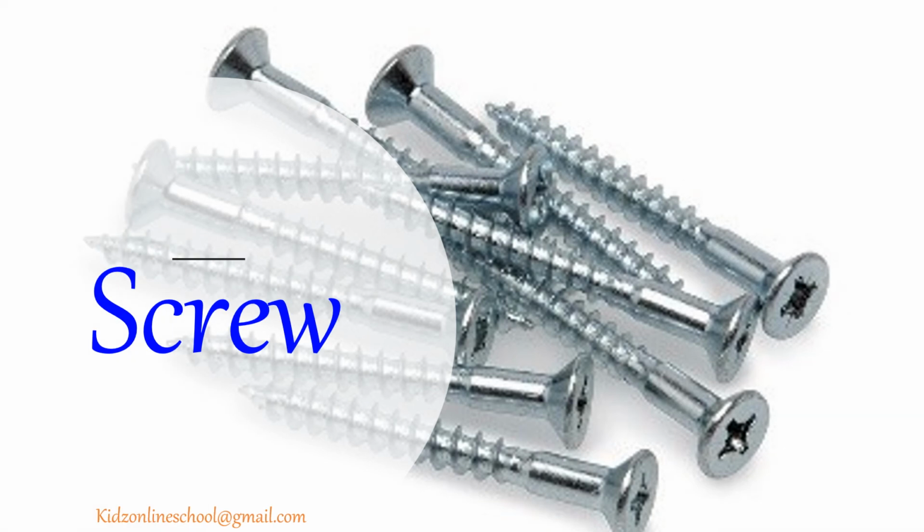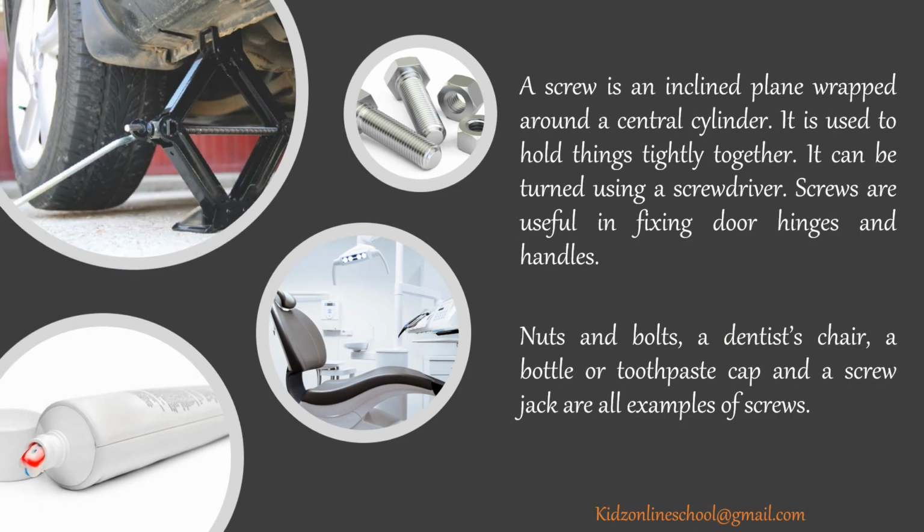About screw. A screw is an inclined plane wrapped around a central cylinder. It is used to hold things tightly together. It can be turned using a screwdriver. Screws are useful in fixing doors, hinges, and handles. Nuts and bolts, a dentist's chair, a bottle or toothpaste cap, and a screw jack are all examples of screws.